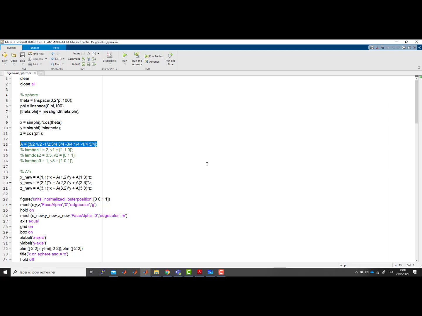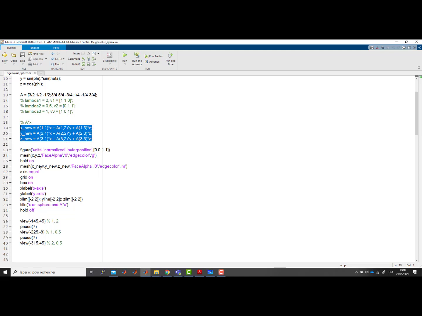So this is the matrix that we are considering. It has eigenvalues 2, 0.5 and 1 with associated eigenvectors, and now we can have a look at the image of the sphere through A, and we can use the mesh function to represent all this in 3D. We'll consider different views, and in each of these views you will see two of the eigenvalues, corresponding eigenvectors. Okay, so we can run this.